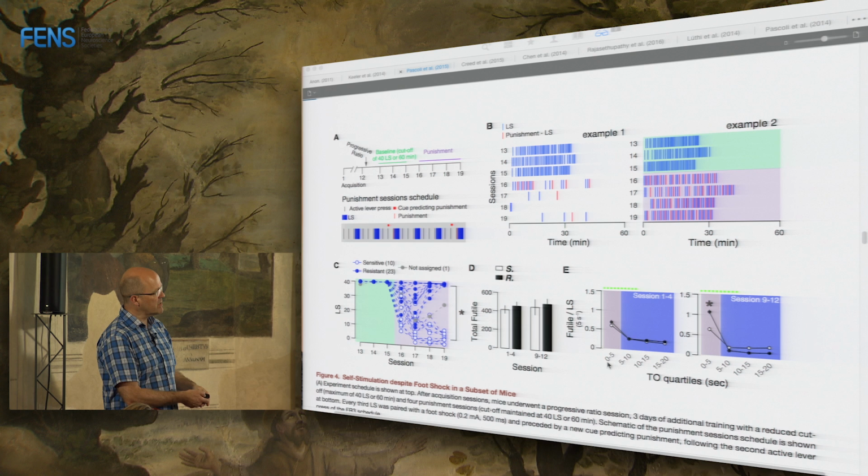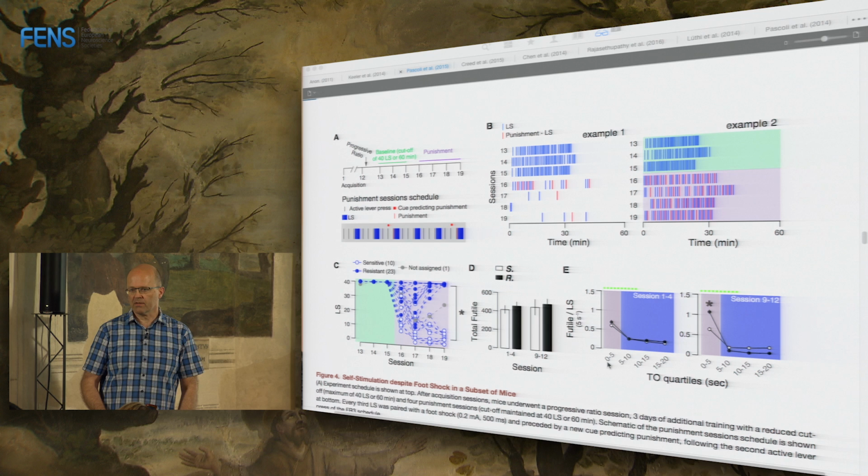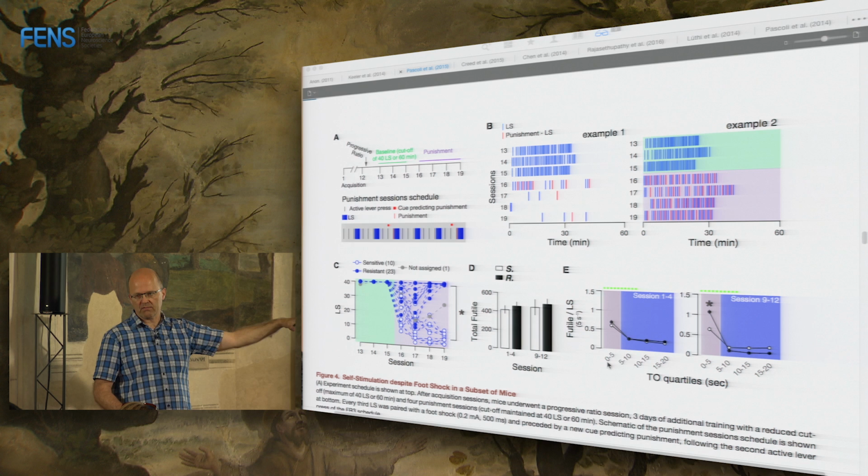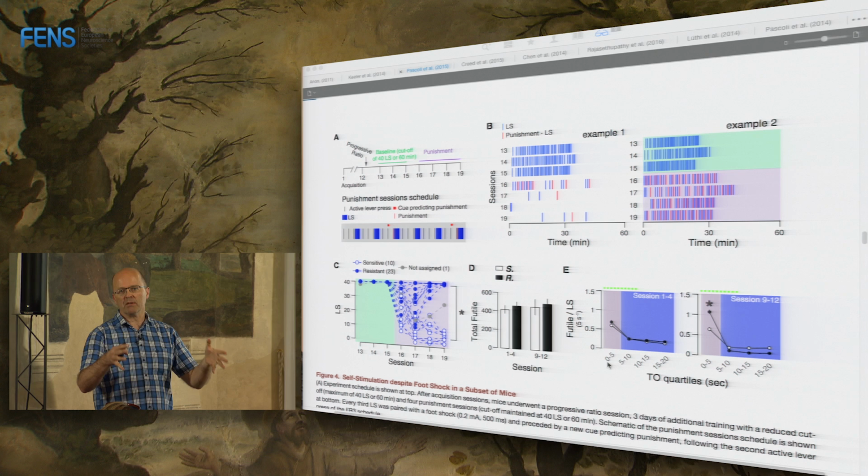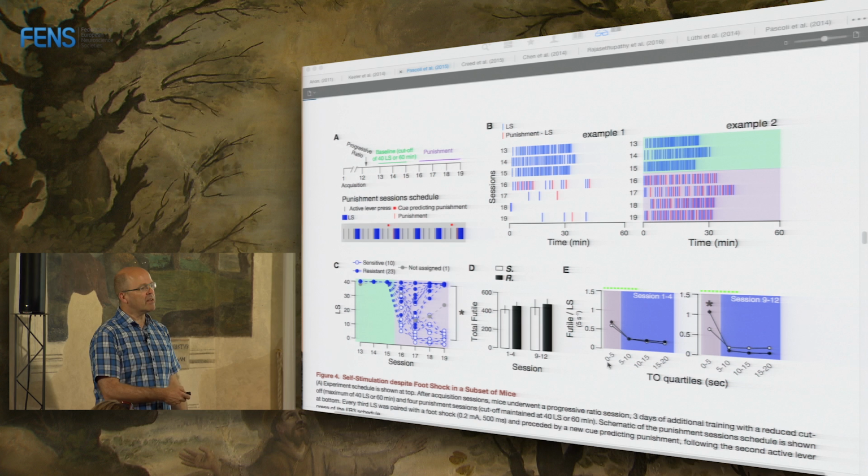And during the first 4 sessions, there's really zero difference. In the last 4 sessions, however, we had a significantly higher number of futile lever presses in those animals that became resistant eventually. This is, of course, a little cheating because this is done all retrospectively. We reanalyze the data that we had already obtained. But we write this in the paper, so at least we're cheating, but we're honest about it.